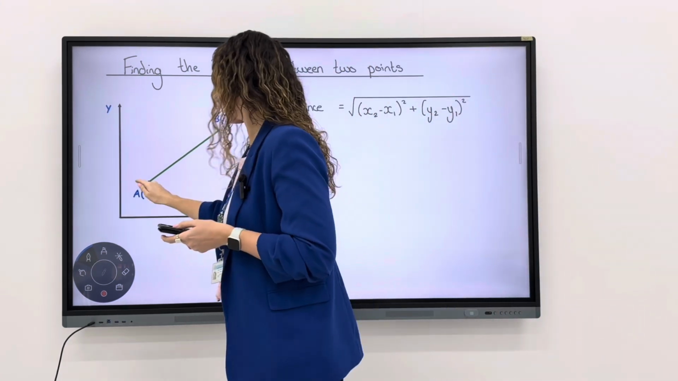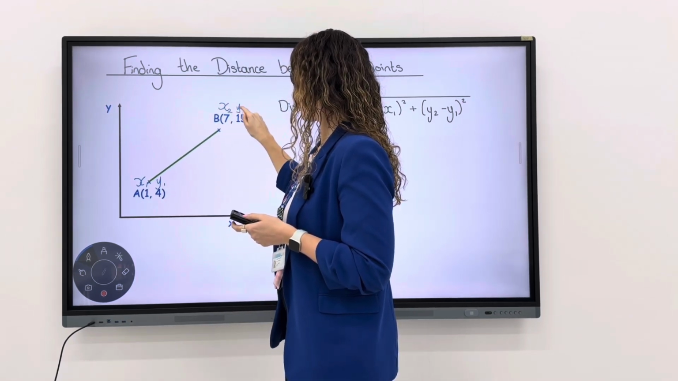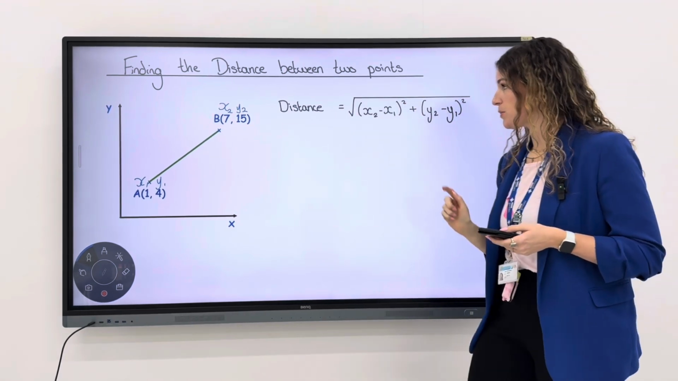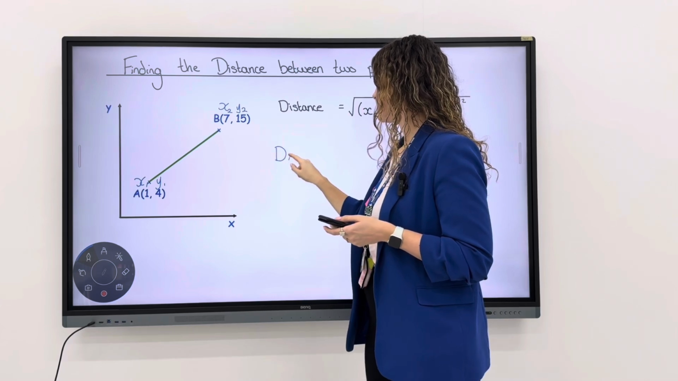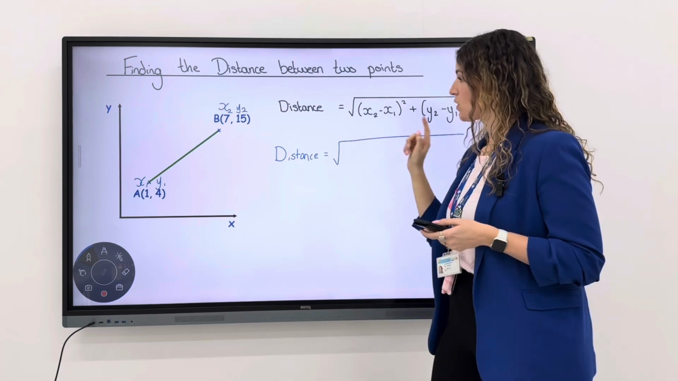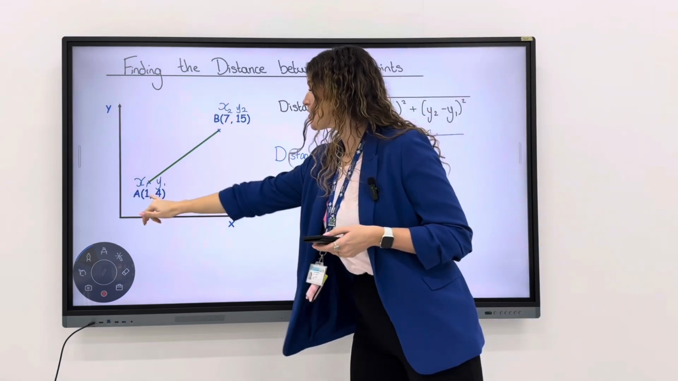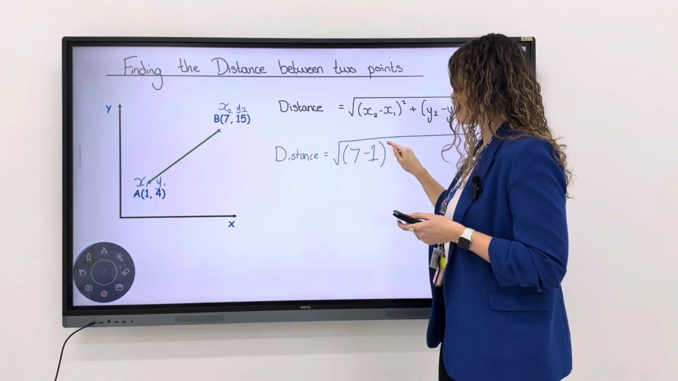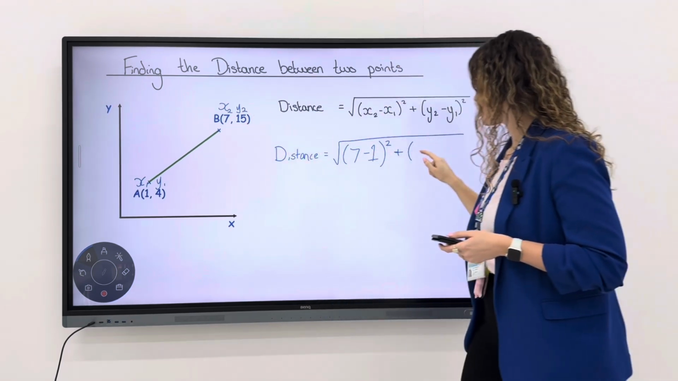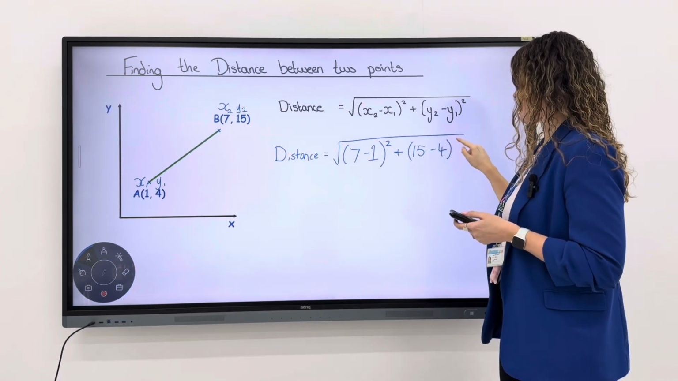So x1, y1, x2, y2. Once you've done that, you are simply referring to your formula. So the distance for this line here is going to be equal to the square root of x2, which is 7, subtract x1, which is 1, in brackets all squared, plus y2, which is 15, subtract y1, which is 4, again all squared.